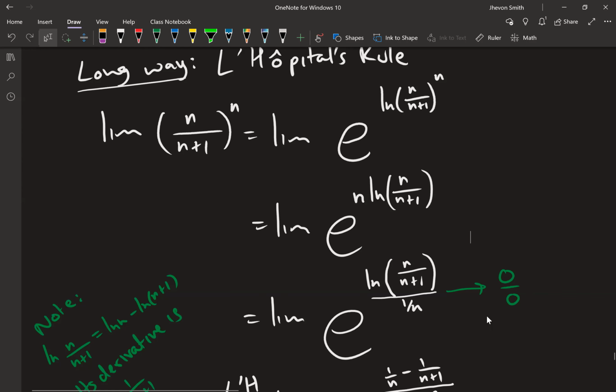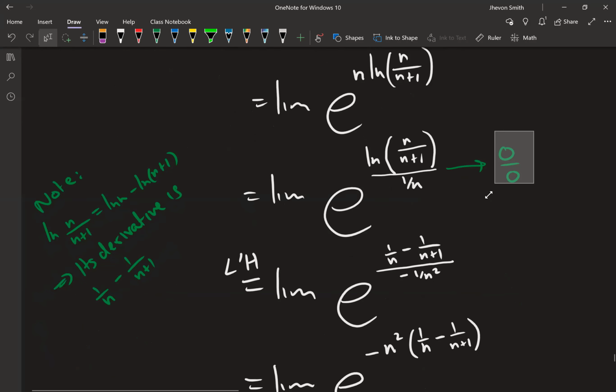In this case, the ratio is 0 over 0, which is indeterminate, but it's a convenient kind of indeterminate. It's one where L'Hopital's rule is going to work, because L'Hopital's rule only works on 2 types of indeterminate. L'Hopital's rule says if you approach 0 over 0 or infinity over infinity, then the limit of the expression, if it exists, is going to be equal to the limit of the derivative of the top divided by the derivative of the bottom, and that gives me this guy.